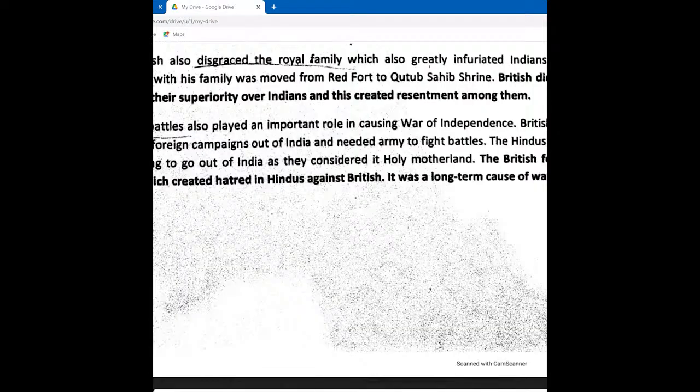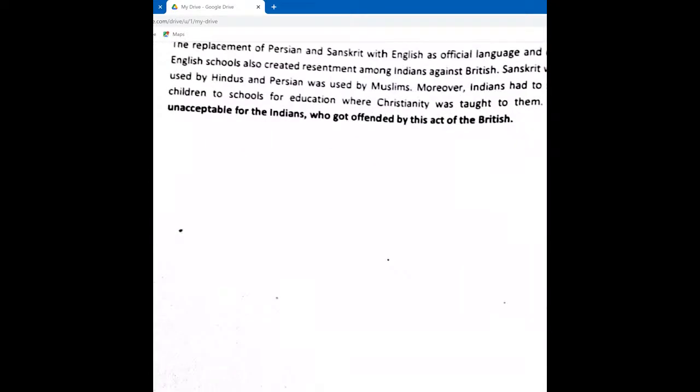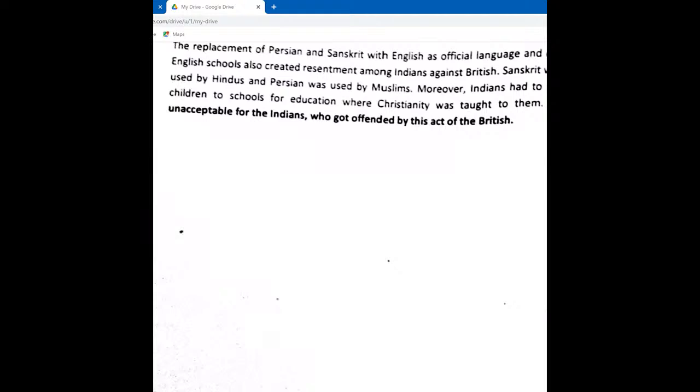Foreign battles. The British had to go on foreign campaigns outside India and needed an army to fight battles. Hindus were not willing to go out of India as they considered it their holy motherland. The British forced them, which created hatred in Hindus against the British. It was a long-term cause of the war. Then, replacement of Persian with English. You know how to explain this further.